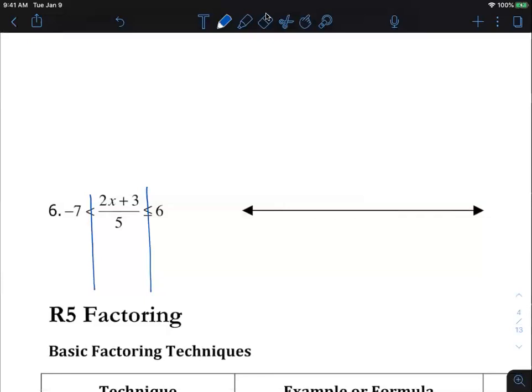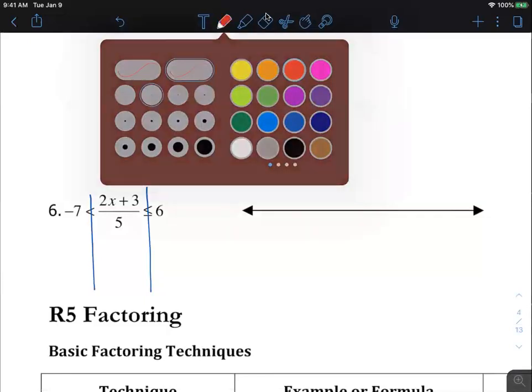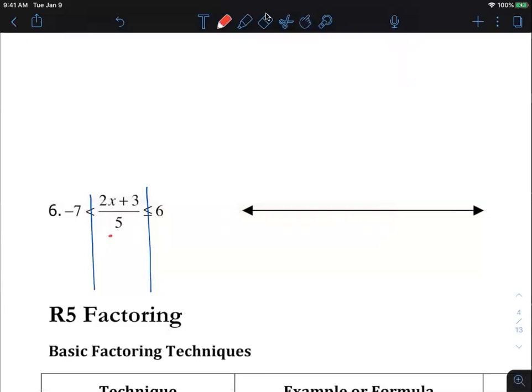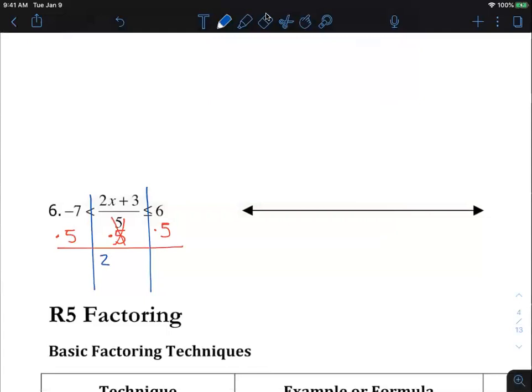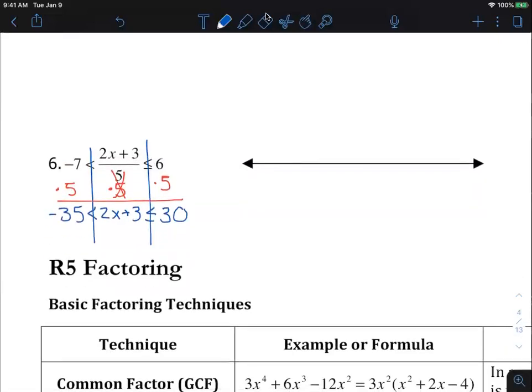So to undo dividing by 5, the first thing you should do is multiply by 5. When you multiply by 5, you have to do it to all 3 parts. Okay, so dividing by 5 and multiplying by 5 cancels in the middle. So in the middle, you are going to be left with just 2x plus 3 because we're trying to get x alone. Bring down the inequality sign. 6 times 5 is 30. Negative 7 times 5 is negative 35. Again, you're undoing things from the middle so you can get x alone.